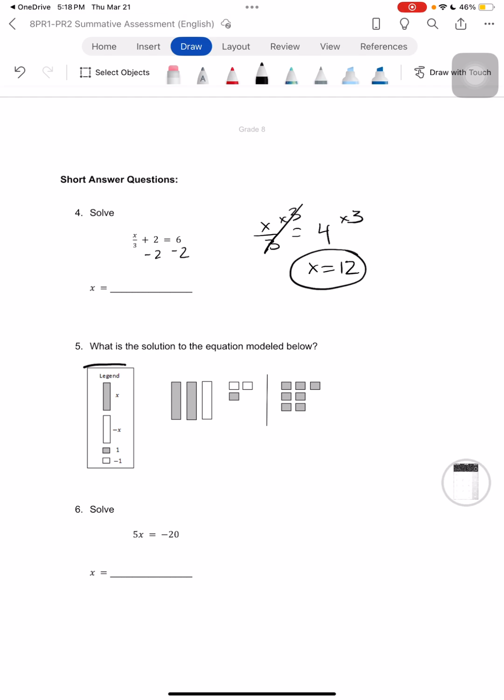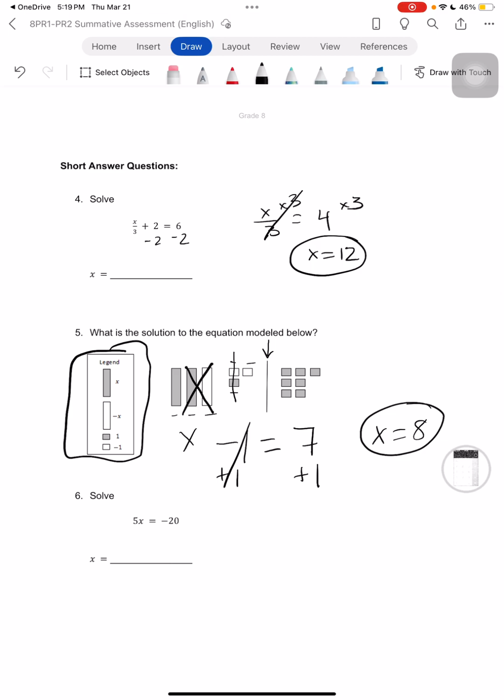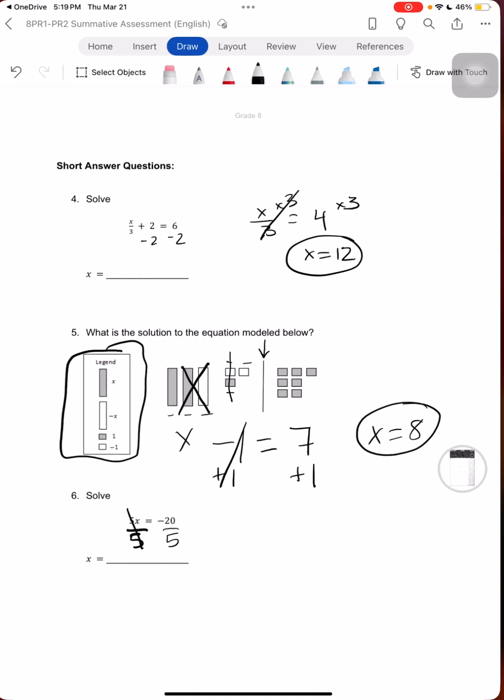Okay, so here we have to pay attention to our legend. So we have a positive x, and a negative x. So these two cancel out, and I'm just left with x. Here I have a positive 1 and 2 negative ones, so these cancel out, and I'm just left with negative 1. The line indicates an equal sign, and then on the other side of the equal sign, I have positive 7, and then I would just solve like normal, so x would be equal to 8. Okay, for this one, I'm going to divide by 5 on both sides, so x equals negative 4.